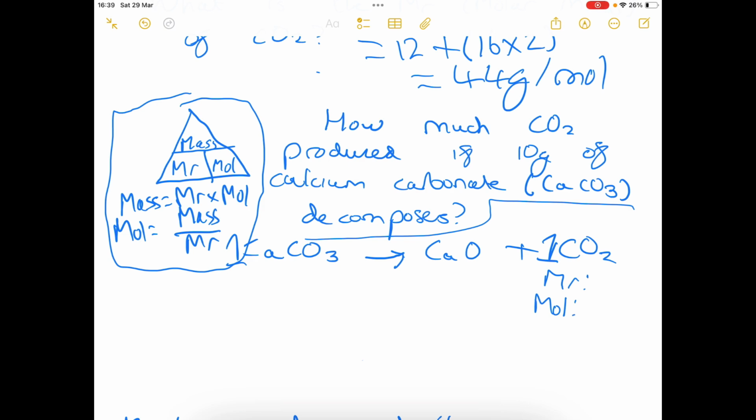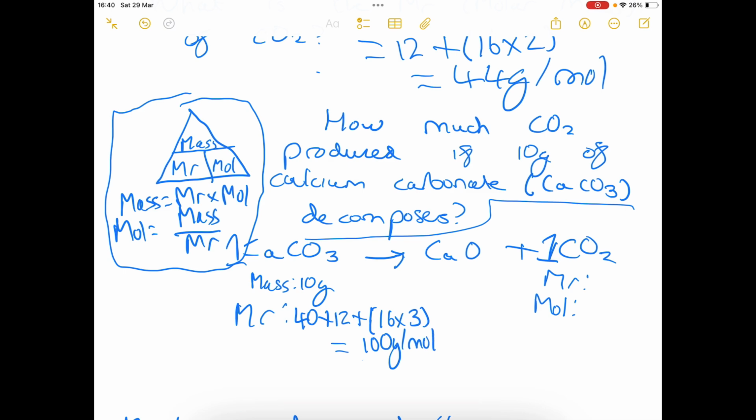So just starting off, we've got 10 grams of calcium carbonate, and our Mr can be found by just adding up the Mr of the elements within the compound. Add those up, 100 grams per mole. So then we can just find our mole by doing mass over Mr. So we'll do 10 over 100, which is 0.1 mole.